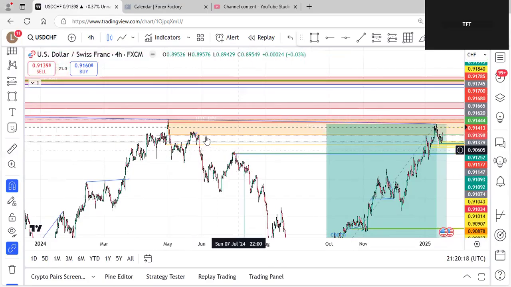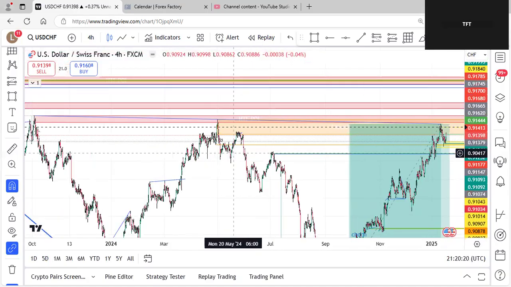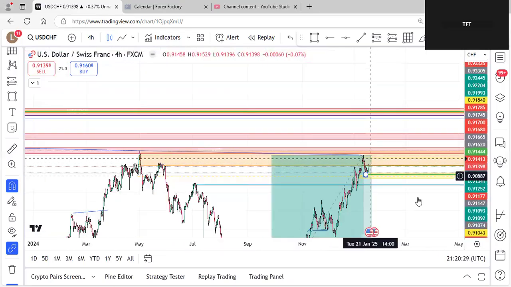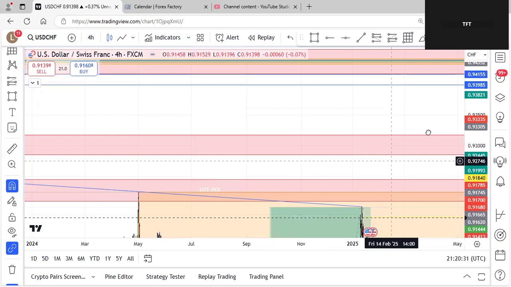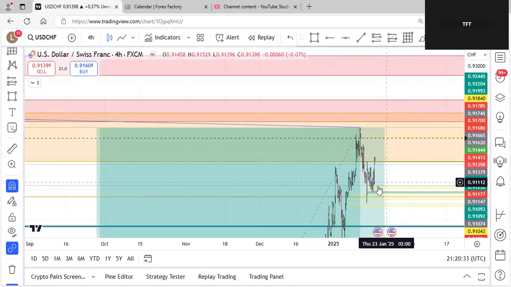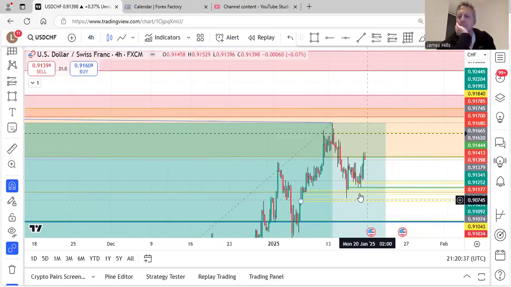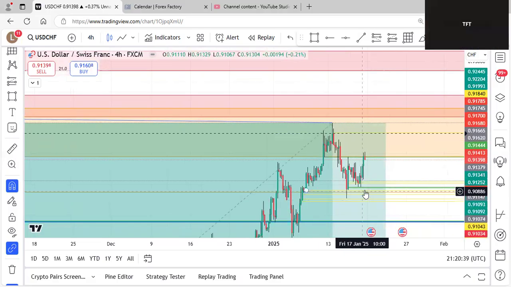I'd have definitely been out around about here because I was possibly expecting it to give another entry for a sell, but this touch here has created another trend line, so I believe it's going higher. But I'd have possibly been out by now anyway, and it's possibly given an entry Friday.